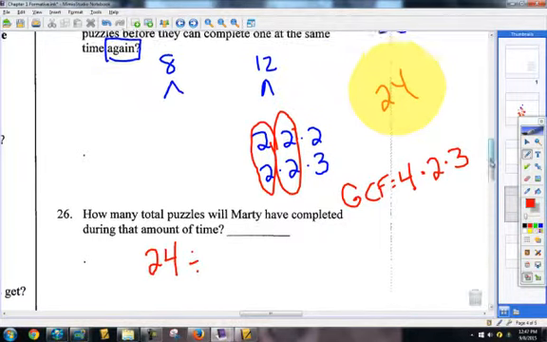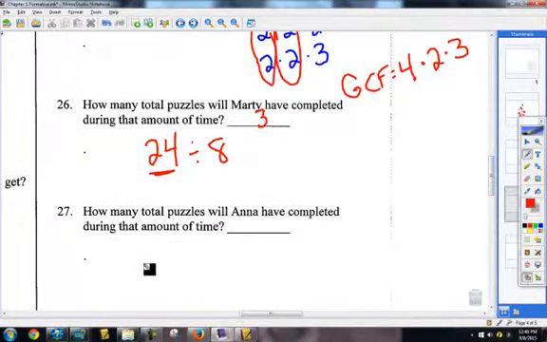Okay, number 26, if you know that 24 minutes has gone by, and we know that Marty finishes a puzzle every 8 minutes, aren't you going to do the total amount of time divided by how long it takes him or her to finish each one? So that's where you get the number 3. No work really required there. 24 minutes divided by 8, because it takes him 8 minutes for each one. Anna, she is going to be 24 and then divided by 12.